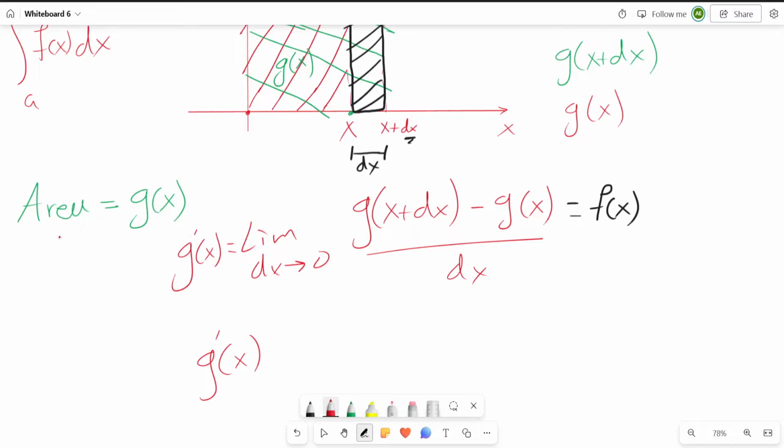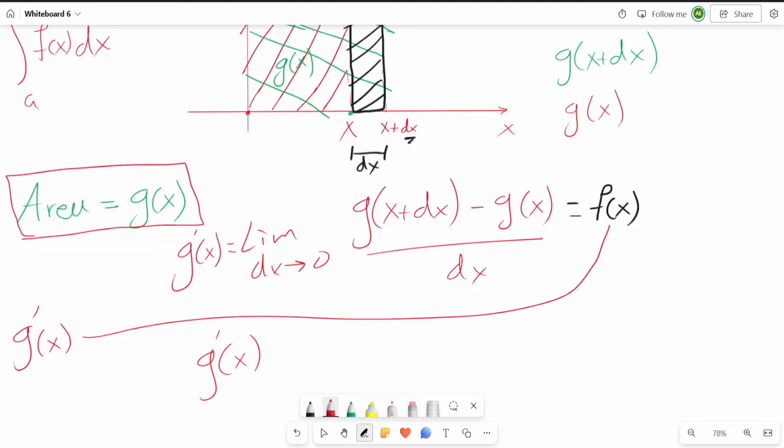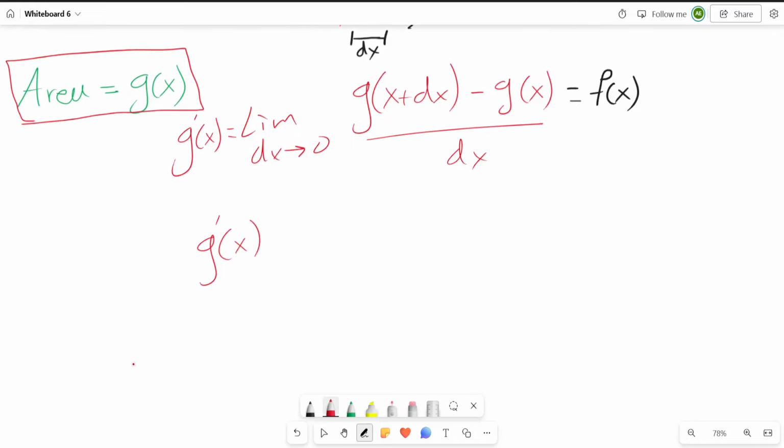So basically, g of x is the area function. And when I differentiate the area function, to get the derivative g dash of x, I end up with the original function. What does that mean? That means that when I have the area function g of x and I differentiate it, I get g dash of x, which is the same as f of x. So let's erase this g of x. So differentiating the area function gives me the original function.